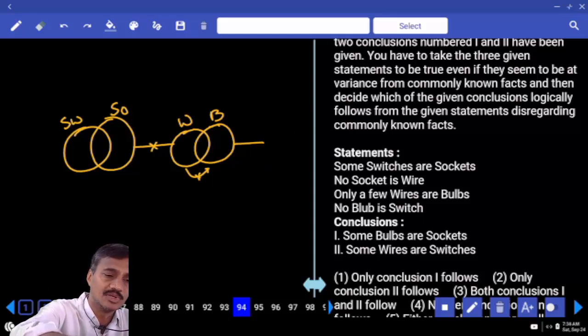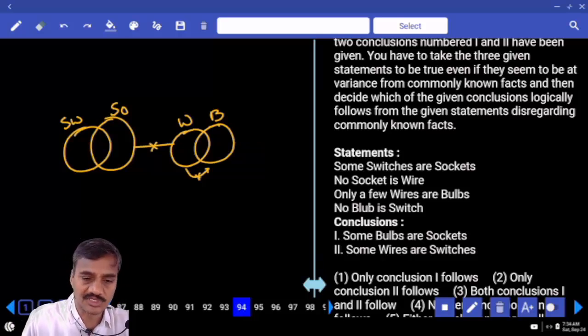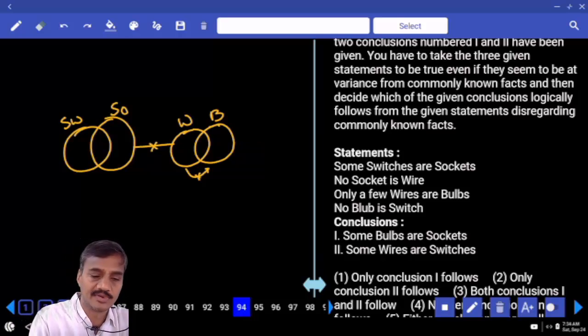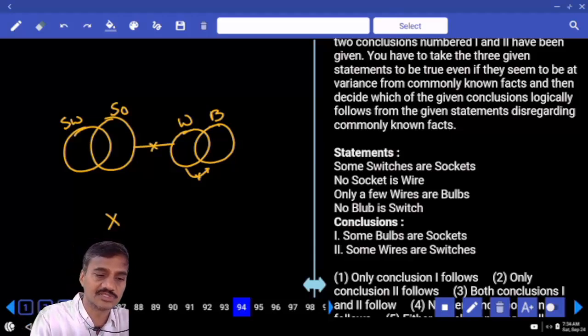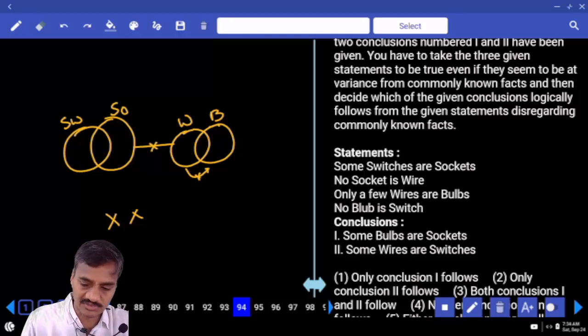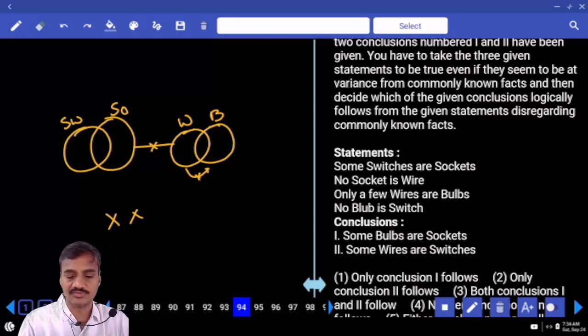No bulb is switch. Then next one, some bulbs are socket. Definitely that is false. And some wires are switches is also false. Hence neither one nor two. Choice 4, question number 94.